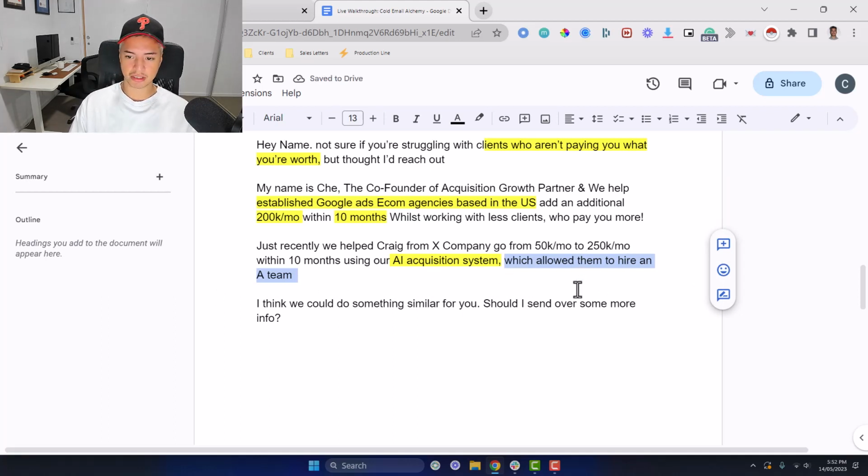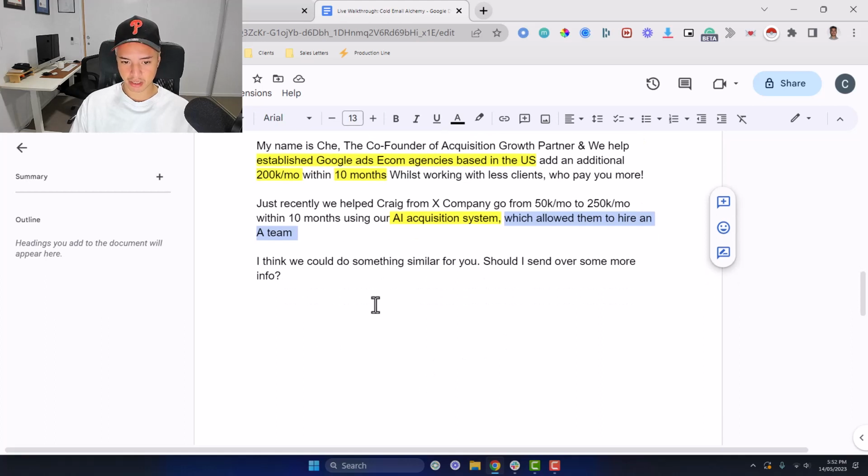So like once we got them to this point, it allowed them to hire an A team. I think we could do something similar for you. Should I send over some more info? I'm a massive fan of the soft call to action, instead of just reaching out to someone being like, does this time or this time work? Like an option close. I think that's sort of high pressure stuff.